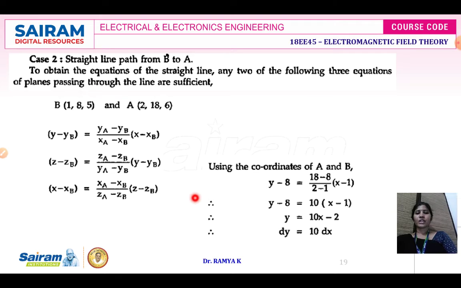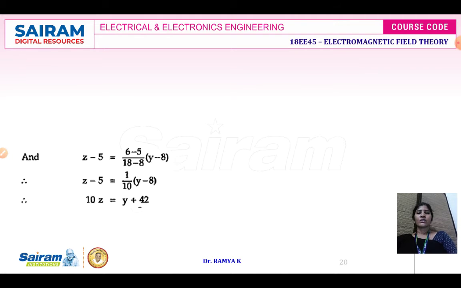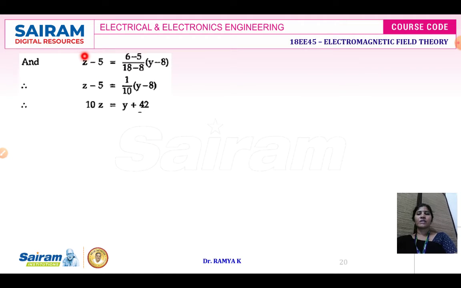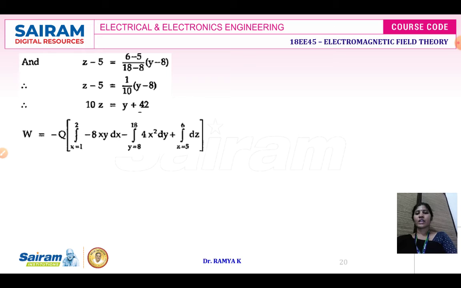If you substitute here, the first one, y minus 8 is equal to (18 minus 8) divided by (2 minus 1) into (x minus 1). Substituting the ordinates, you will get y is equal to 10x minus 2. From this you can identify dy, it is 10 dx. In the same way, for z, z minus zb divided by y minus yb is equal to za minus zb divided by ya minus yb. Substituting it, you will get one equation. Now you can substitute it in the original equation.